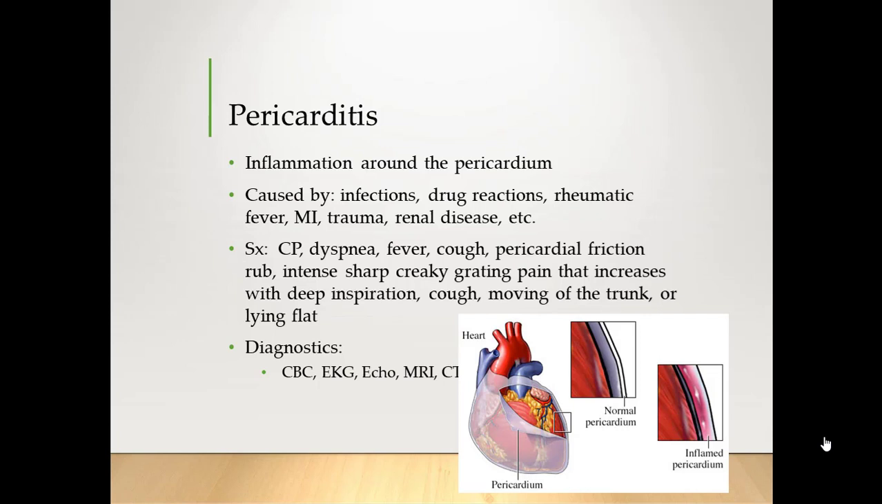All right, symptoms of pericarditis. They're going to be complaining of chest pain, dyspnea, fever, cough. But the biggest, most telltale sign of pericarditis is the pericardial friction rub. This is the inflamed pericardium rubbing against the heart muscle tissue. When the heart beats, you're going to hear it. It's synchronous with that heartbeat. As the heart beats, the pericardium moves with it and grates against the heart muscle.